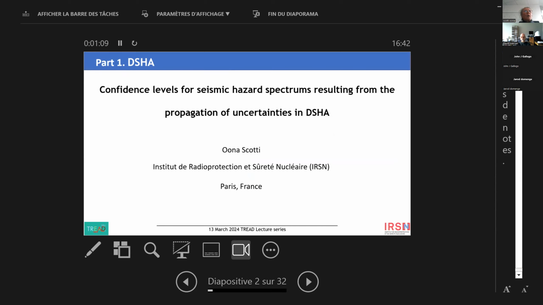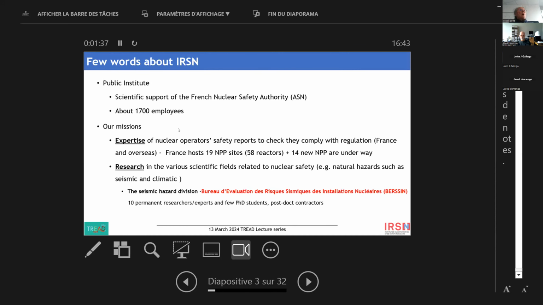This approach takes different forms in different countries. The main issue we were trying to cover at IRSN was the propagation of uncertainties in DSHA. It's formally done in probabilistic hazard assessment, but it's not formally done in DSHA. So this is what I'm going to try to present to you.